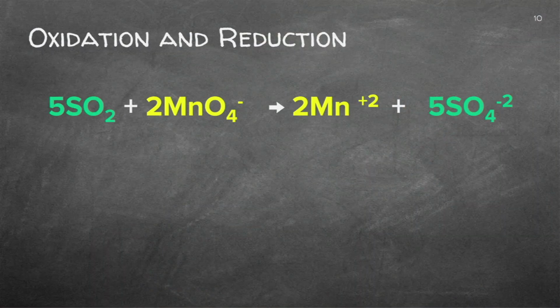I've got SO2 with MnO4 giving me Mn2 plus, it's ions, and sulfate. So what's happening here? I've got minus 2 here. Let's write that down. Can you see there? Minus 2 times 2 gives me minus 4. Can you see it's neutral? So the answer should be 0. Let's have a look at the sulfur. Well, then the sulfur must be plus 4. Right. You disregard that 5 in front.